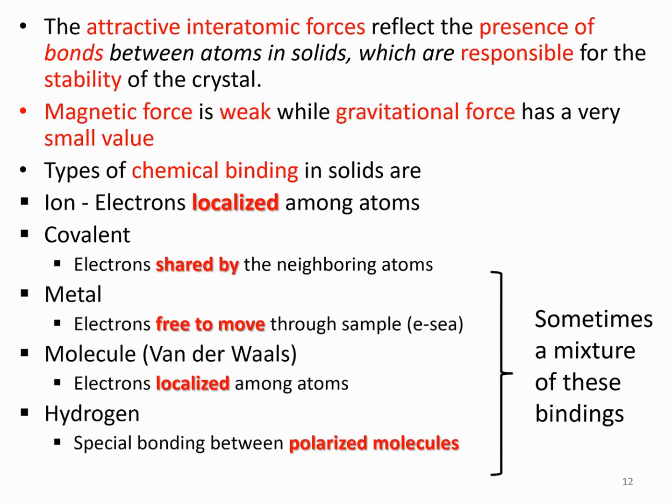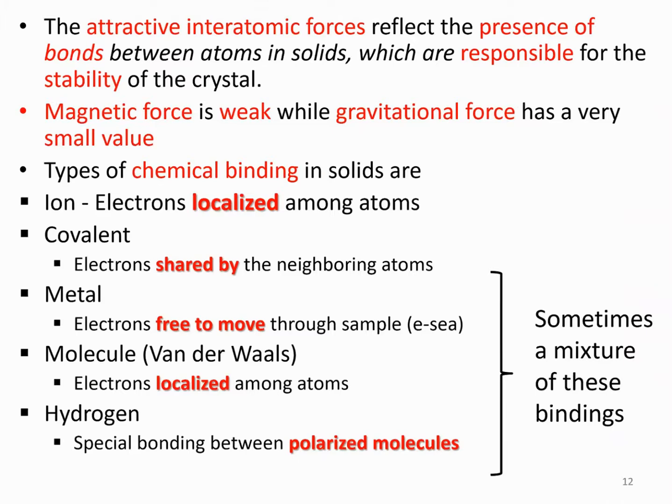So the 5 types of chemical binding in solids are: the first one is the ionic binding. Ionic binding means that the electrons are localized amongst atoms. The second type is the covalent binding, which means that electrons are shared by the neighboring atoms. The third type of binding is where electrons are free to move through the sample, through the electron sea, and we call this type metal binding.